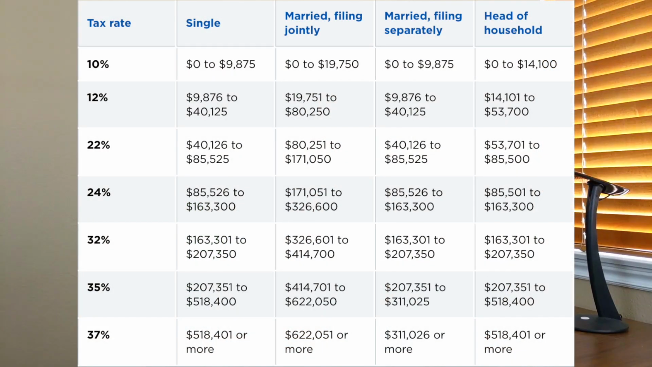Because if we go back to the marginal tax bracket, I'll put them right up on the screen one more time. If you go back to those, you can see, like looking at the single again, from $0 to $9,875, you're going to be taxed at 10%. And then above $9,876, you're going to be taxed at 12%, and so on and so on.